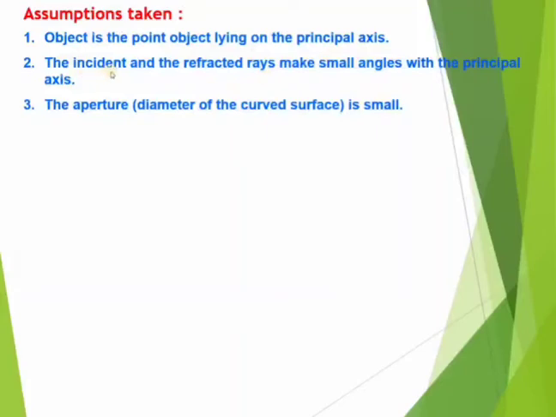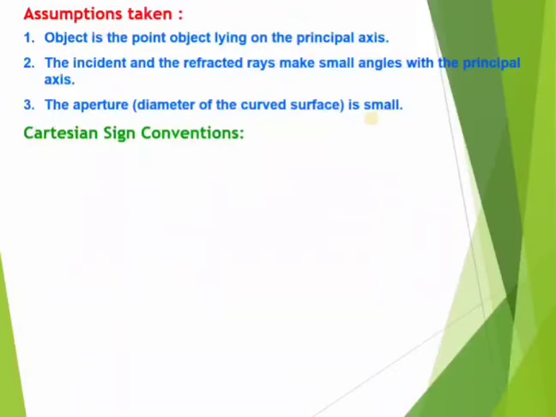The second one is that the incident ray and the refracted ray should make a small angle. When they make a small angle, later on we will take the assumption that sine of the angle and tan of the angle are equal to the angle. So we will utilize this assumption. Third one is that the aperture should be taken small.